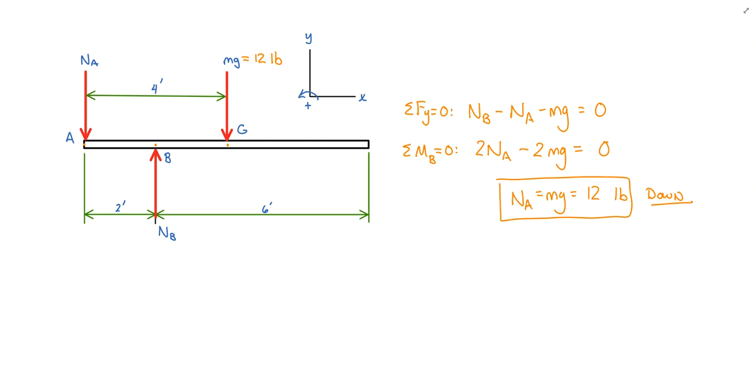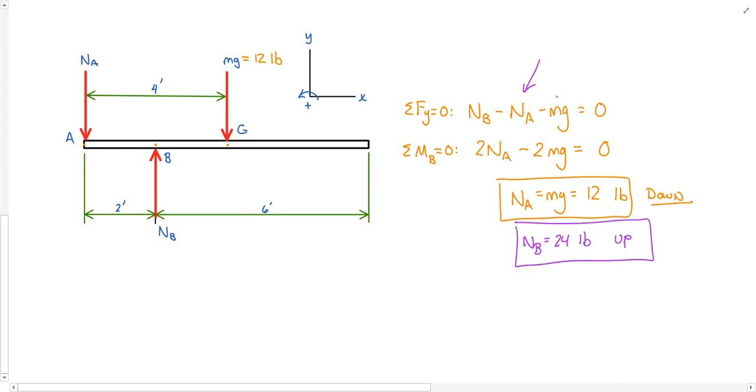Okay, now that you have NA, you could substitute it back into your first equation, and you would have that the normal at B is equal to NA plus mg, so that you would find that NB is actually 24 pounds, and it's actually pointing up, because again, you would get a positive sign for this reaction, and that would mean your direction was correct.